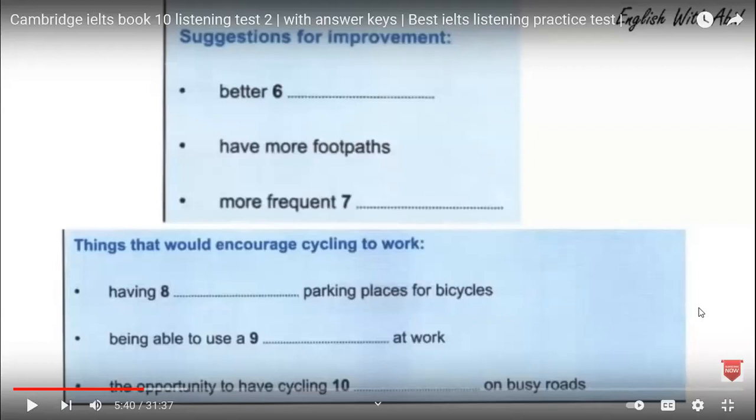Okay, already we have got the information for 9. Shower. Anyone else, please? No, sir. Yes, it's shower because after her work, she gets sweaty. So she needs a shower. Would you like to hear it again?